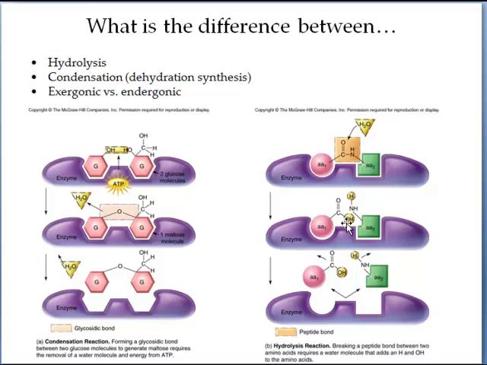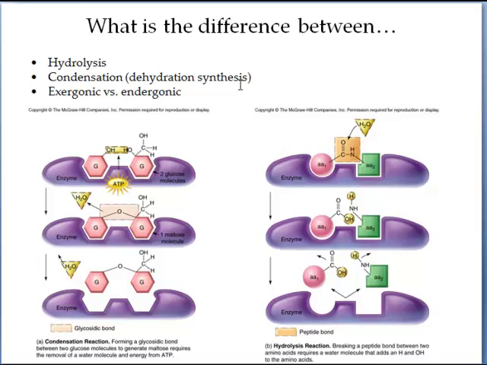Notice the OH is attached to the carbon on this end, and hydrogen is attached to the NH, and it splits the two amino acids separately by the addition of hydrogen and OH to each individual or adjacent amino acids. So hydrolysis is going to be a reaction that takes place within catabolic reactions.